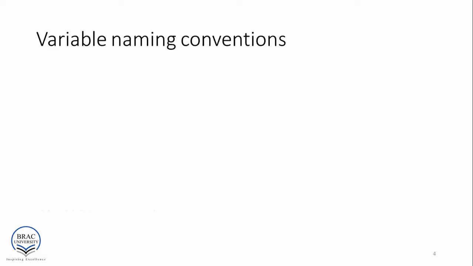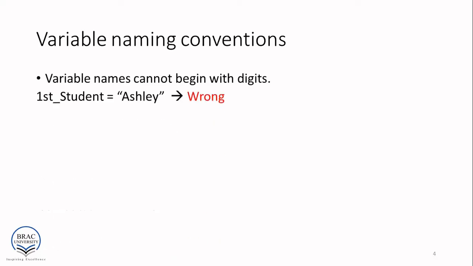The next rule is that variable names cannot begin with digits. For example, let's say that I want to declare a variable named 1_student. This will throw an error in my code since the variable name is starting with the digit 1. In this case, I can rephrase the variable name and set it as student_1. This is a valid variable name.